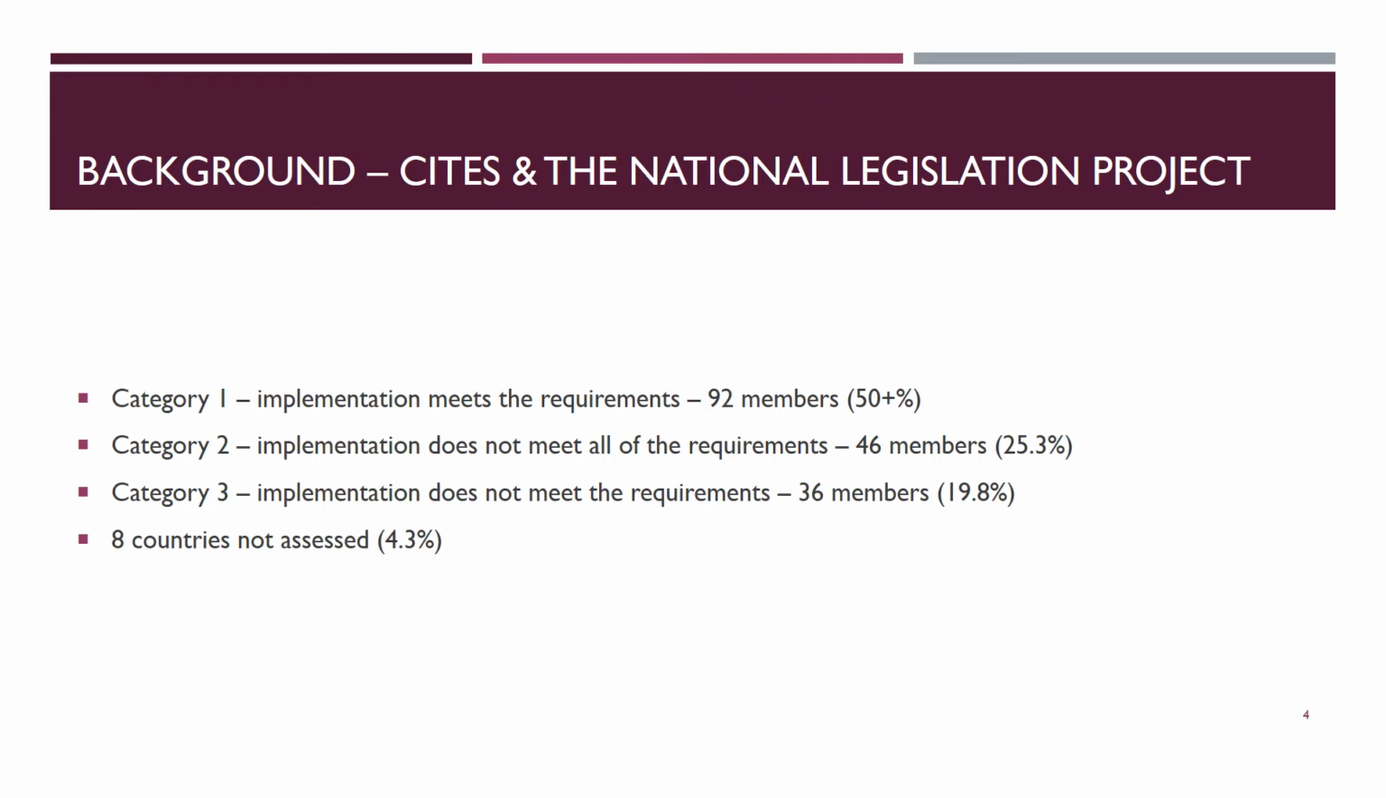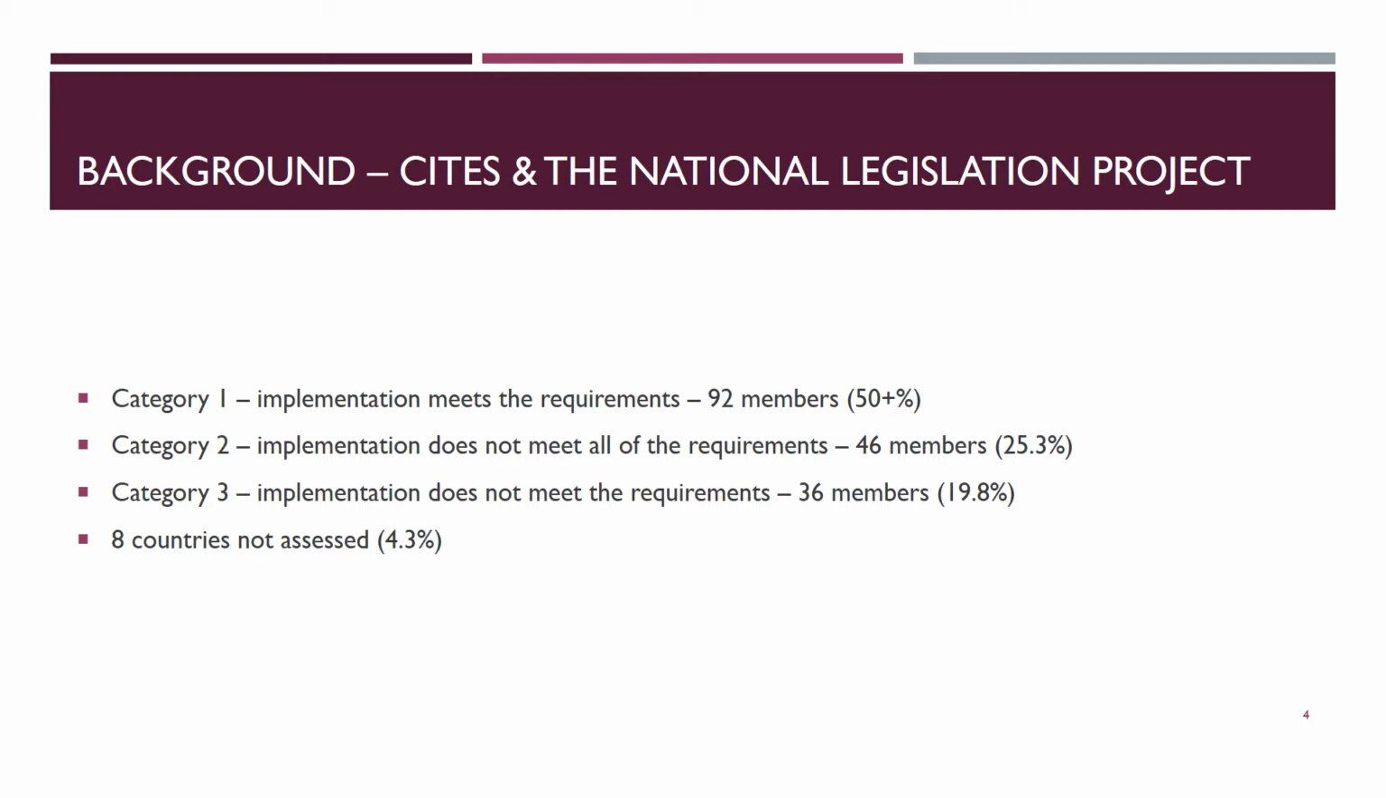In order to monitor the implementation of CITES, a project known as the National Legislation Project was developed. Experts came in and monitored and evaluated the legislation of each of the member countries. These were then put into categories based upon that level of implementation. Category 1 means that the member country has met the requirements required by CITES. That is 92 members, or just over 50% of the 183.